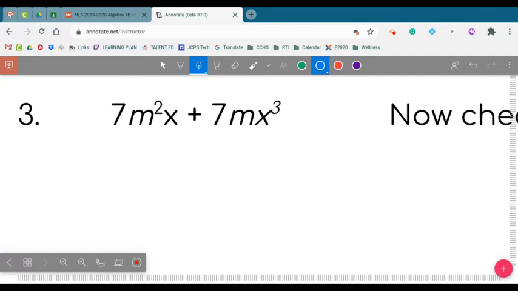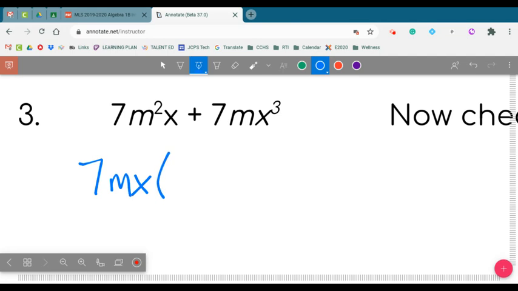I have 7 and 7, so 7 can actually go into both of those. So I'm going to pull out the 7. I have 2 m's and 1 m, so the max I can pull out is 1. Then I have x and x to the third, and the maximum number of x's I can pull out is 1. So the number of variables you can pull out is always going to be your lowest exponent if there's 2 of them.